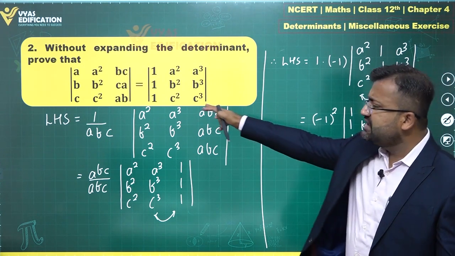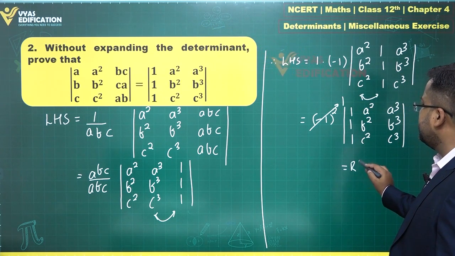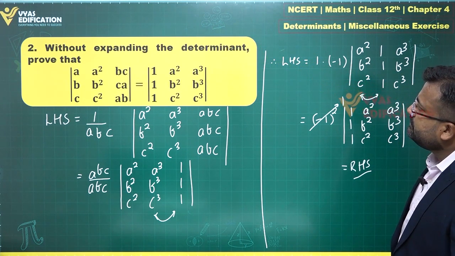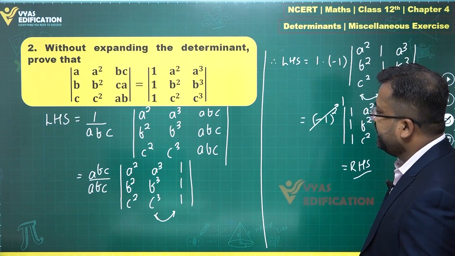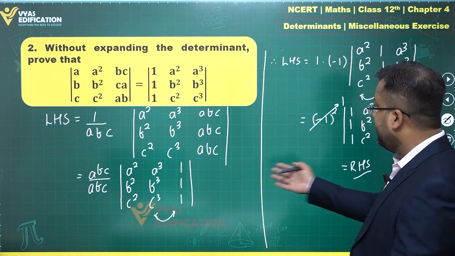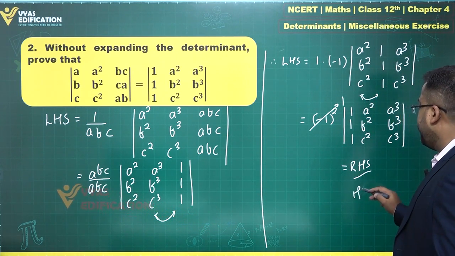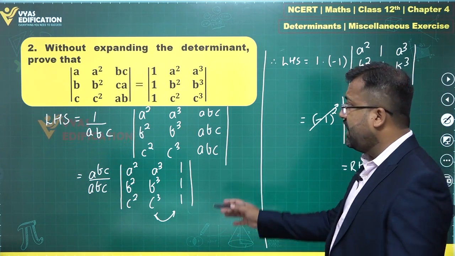And is this not the same as this? Yes. What about minus 1 square? That's simply 1. And yes, this is my RHS. Did we expand the determinant at any stage? No, we never expanded the determinant at any stage. We were simply using properties of determinants and we have reached the RHS. That's a complete proof of this question. Is that all? Yes, that's all that you have over here.